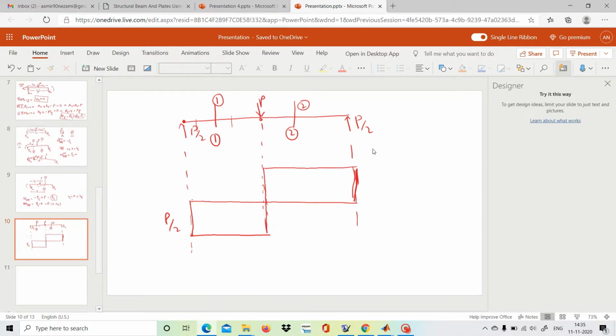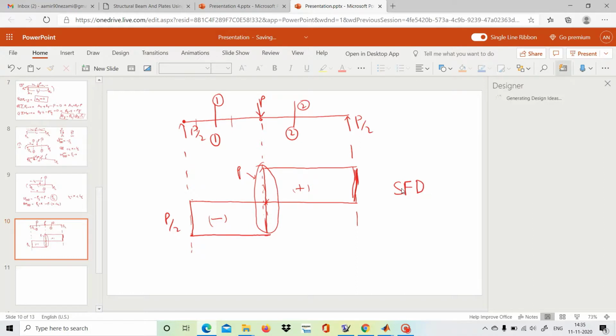So this magnitude P by 2 and this magnitude P by 2, the total would be the magnitude P, which is shown here, that a jump would be there of a magnitude P, and here it is P by 2 with the minus sign, and here it is the plus sign. So this is the shear force diagram.